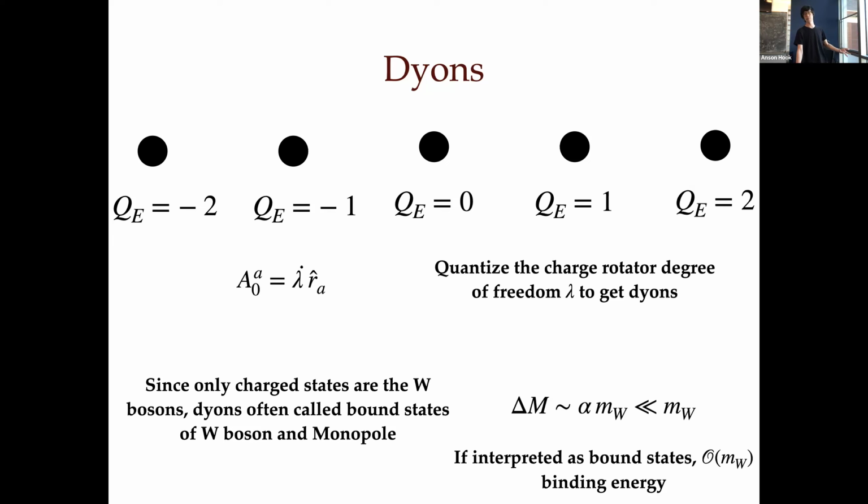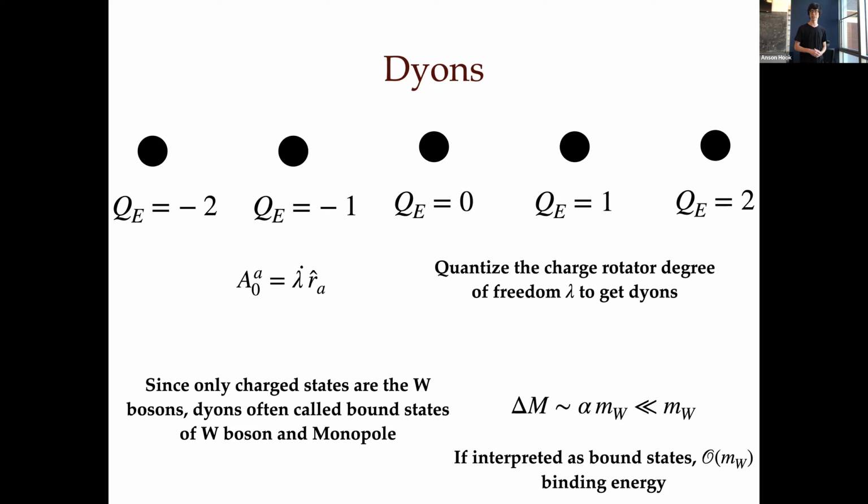If you really decide to take this interpretation, they can calculate the change in mass. It's of order alpha times mW. And so if you really wanted to interpret this as a bound state, it is a bound state of order mW binding energy. And so rather than having binding energy alpha mW, it's more like one minus alpha times mW. So this sort of led us to think, are there other bound states?